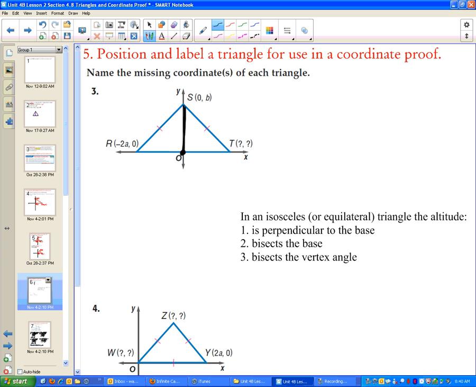So look, if from that midpoint to R is a distance of 2a in the negative direction, from that midpoint to T must be 2a in the positive direction. So 2a is the x-coordinate. And what's the y-coordinate? Well, hey, that was even easier than what we did before, wasn't it? Let's try number 4.